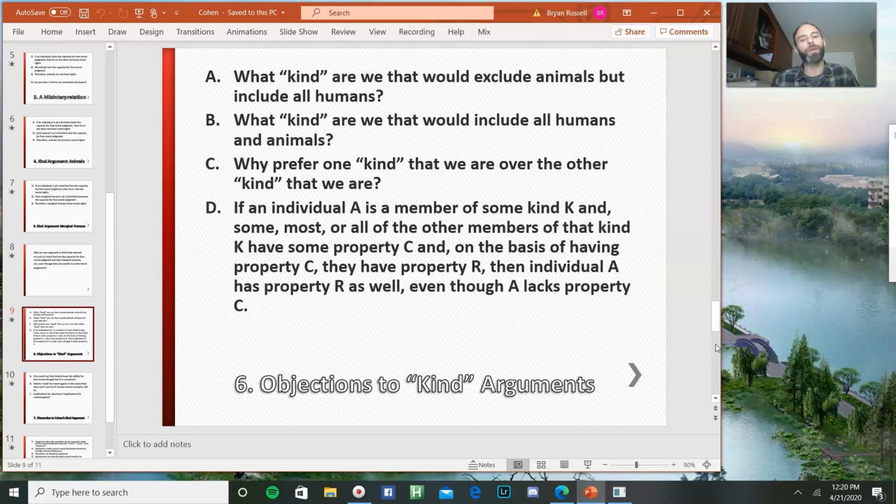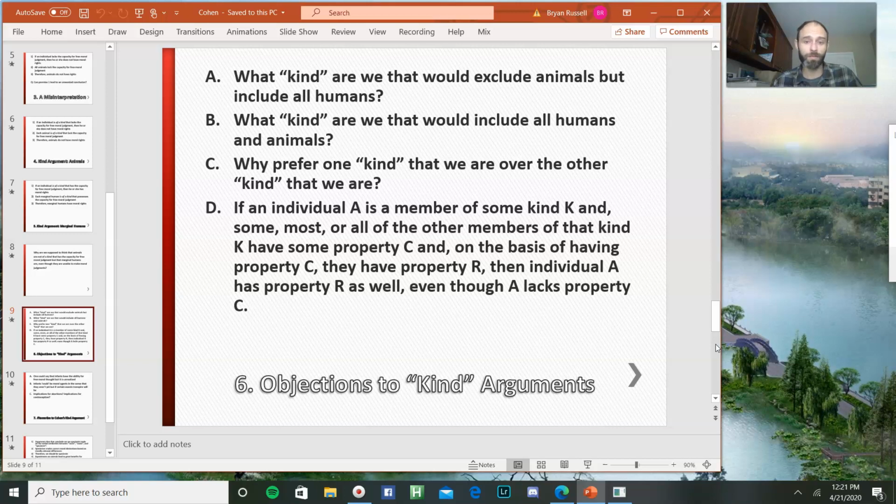Let's try another example. Let's say individual A is a guard in a prison. He's a member of some kind K, that is, people in a prison. And some, most, or all of the people in the prison have some property, that they committed a crime. And on the basis of having committed a crime, they have the property of deserving, arguably, to be in a cell. Therefore, the prison guard has the property of deserving to be in a cell, even though the prison guard lacks the property of having committed a crime.